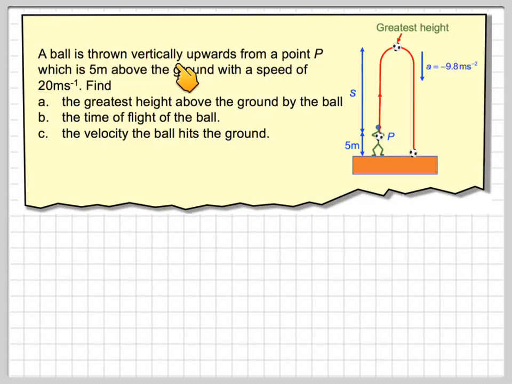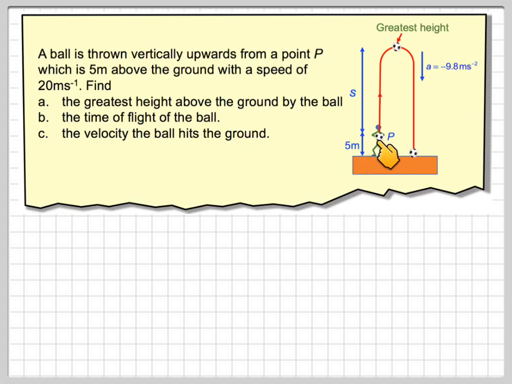A ball is thrown vertically upwards from a point P, which is 5 meters above the ground with a speed of 20 meters per second. Find A, the greatest height above the ground reached by the ball, B, the time of flight of the ball, and C, the velocity with which the ball hits the ground.